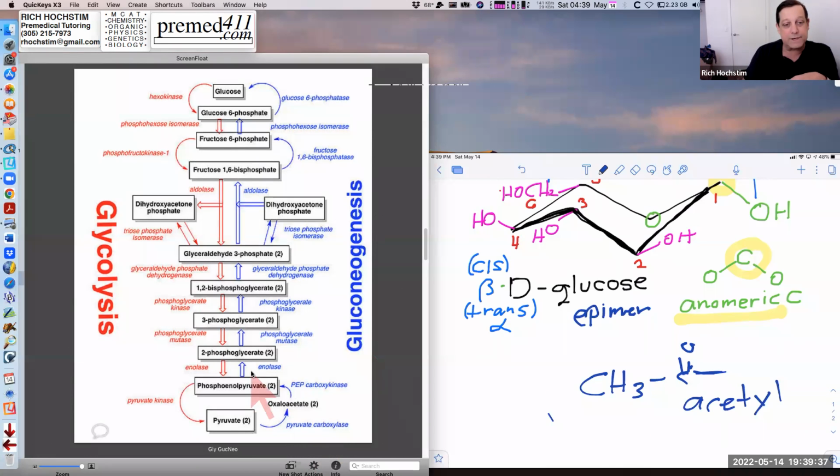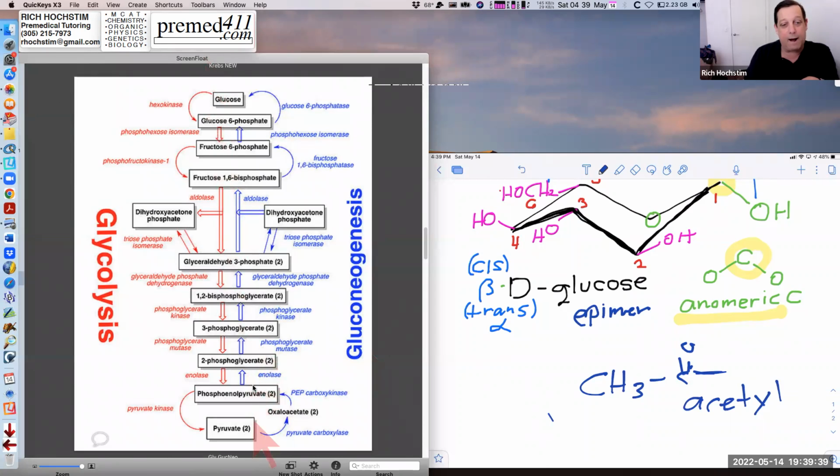But this pretty much is the layout. You don't need to know all the names. You don't need to know all the structures. But I just wanted to show you how it looks. Okay.